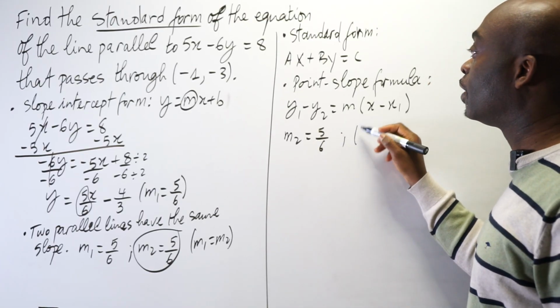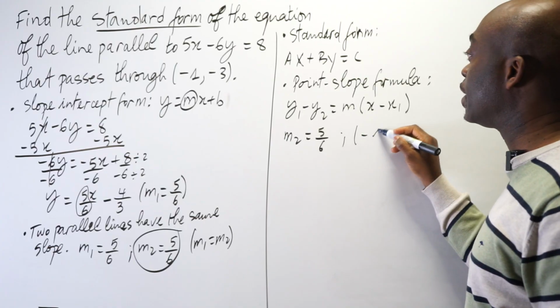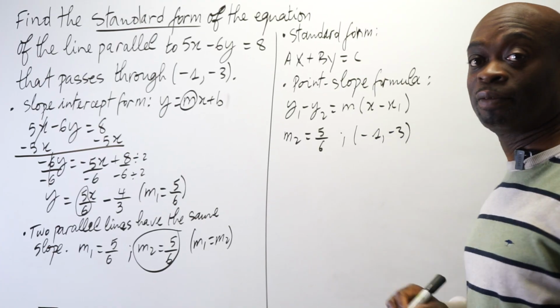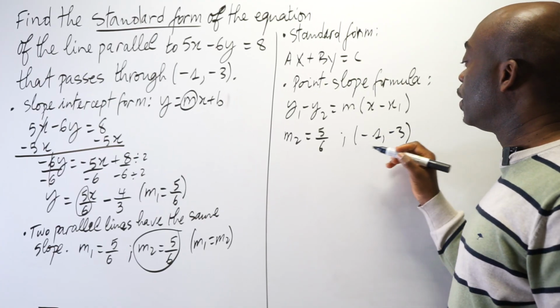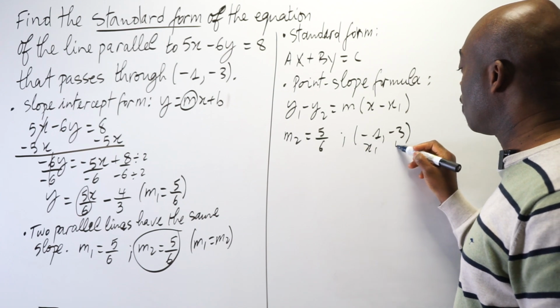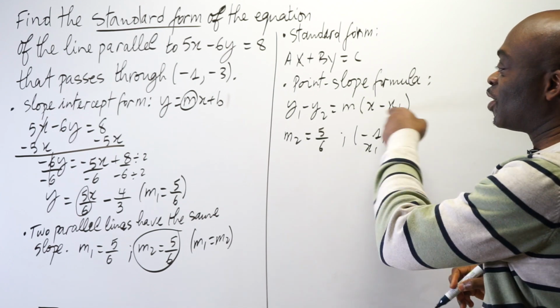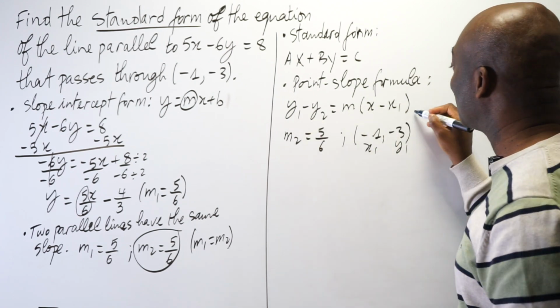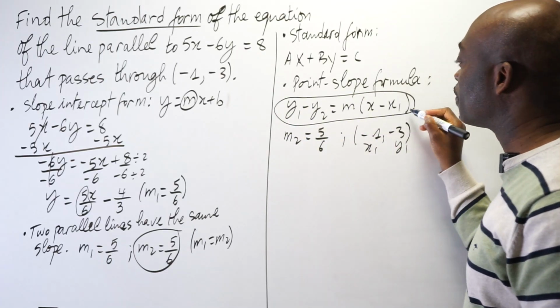What else do we have? We have the other point, which is -1, -3. Okay? So we have then x1, y1. So now we can just go ahead and use this one here. All right? That's it. So let's go.